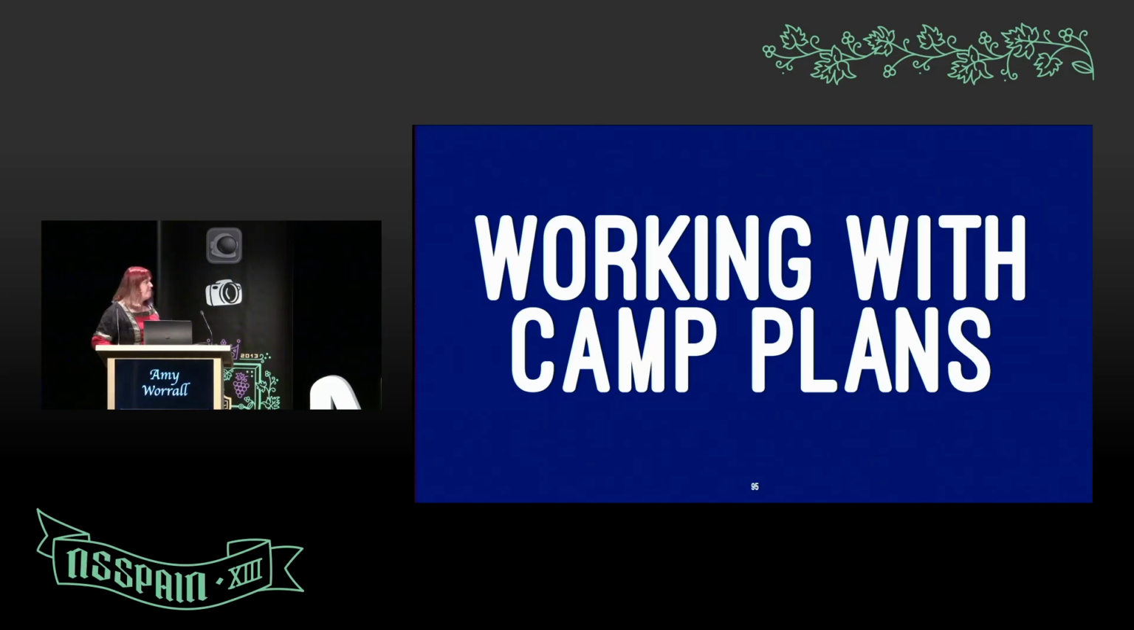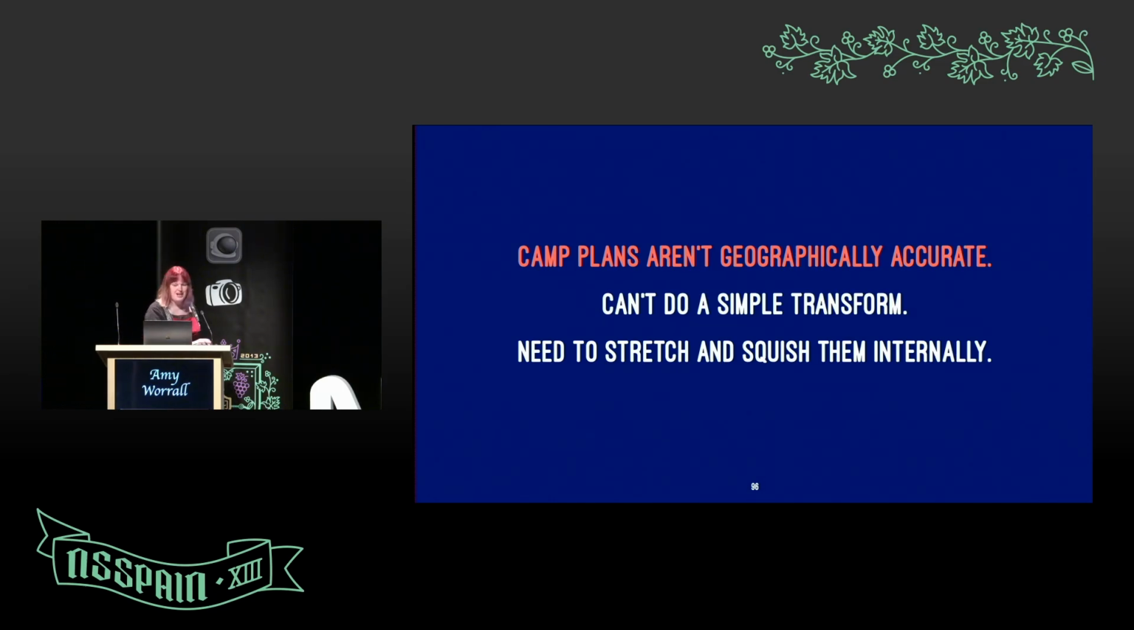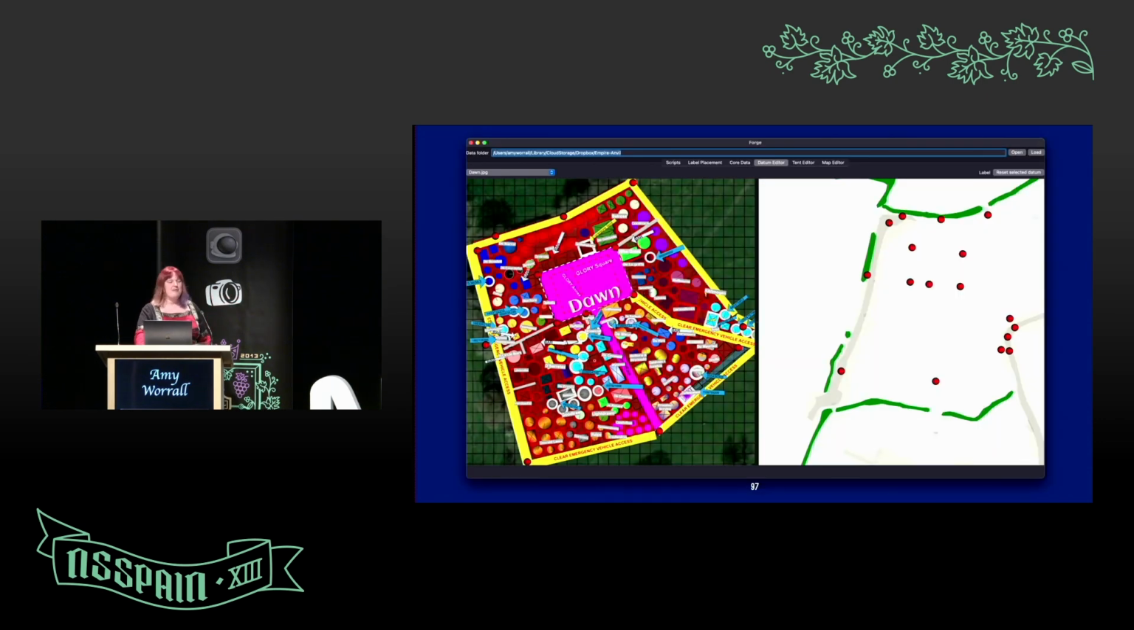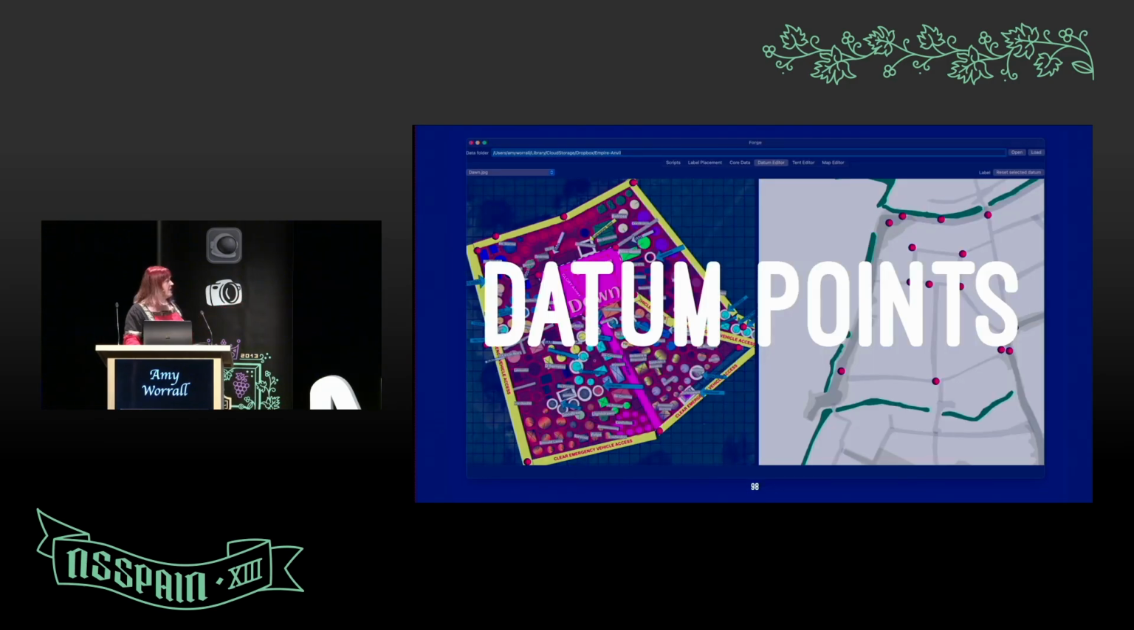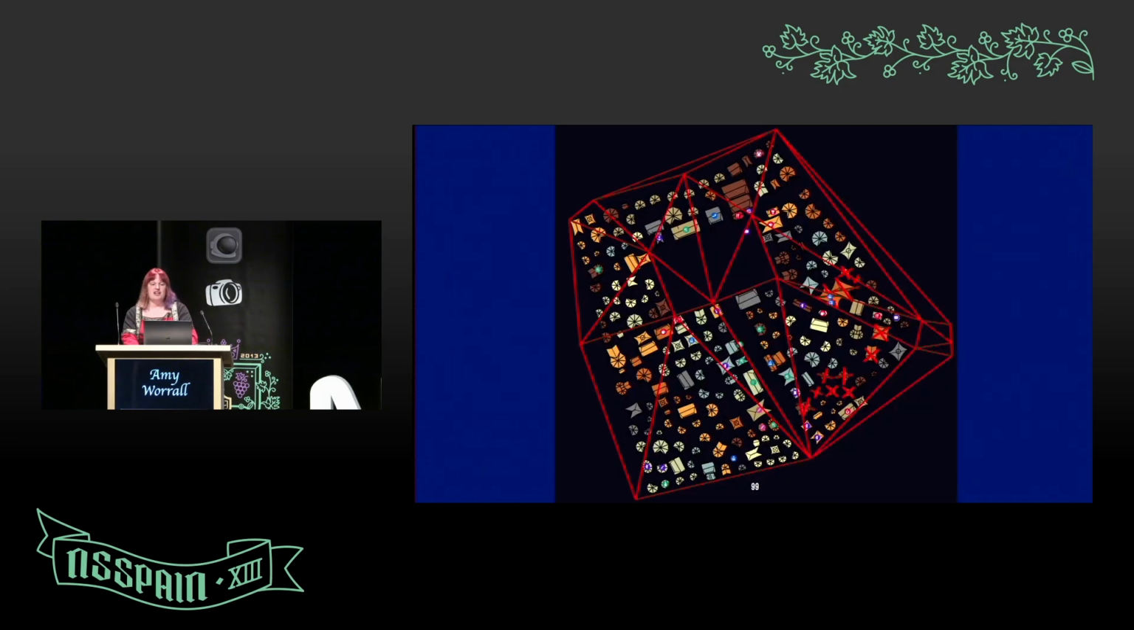So, working with camp plans. As I say, these camp plans come in as diagrams that are not quite geographically accurate. Click, click. Why can I no longer click? There we go. Let's use that instead. So we can't do a simple transform to put them where we want. We need to stretch and squish them in different ways. And I mentioned before, we've got these datum points that are points where I know the real-world location and I know the location on the camp plan. So I'm calling them datum points. They're a link between the camp plan and real life.